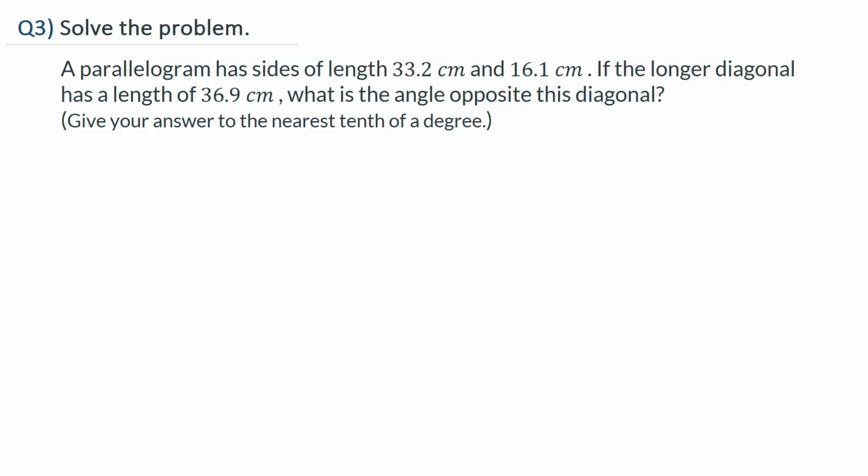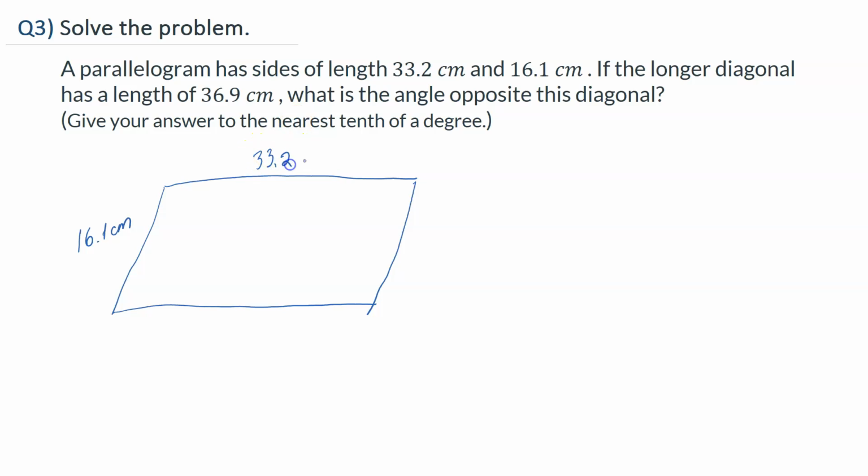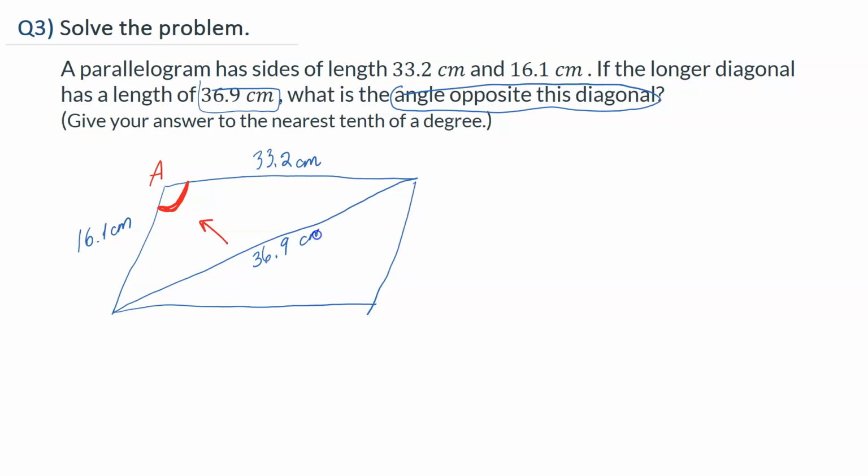First, let's draw a diagram. A parallelogram with the sides 16.1 centimeters and 33.2 centimeters. The longer diagonal has a length of 36.9 centimeters. Let's draw a longer diagonal. We need to find the angle opposite this diagonal. So the angle we will need to find is located opposite to the diagonal, say angle A. And the measure of the diagonal is 36.9 centimeters.